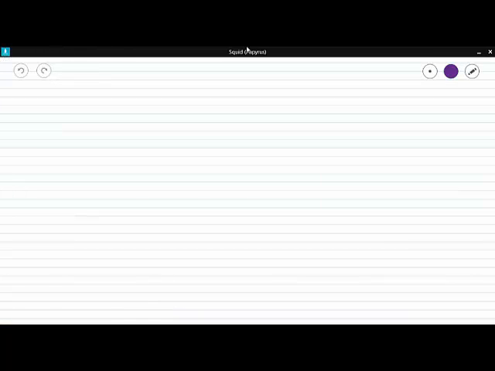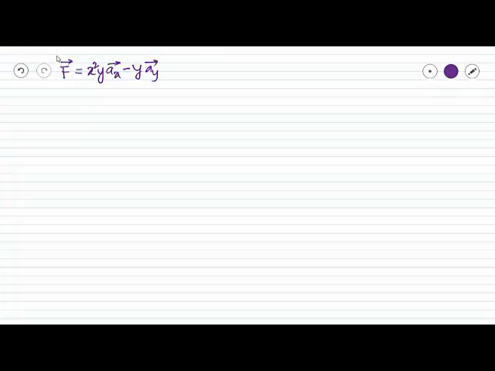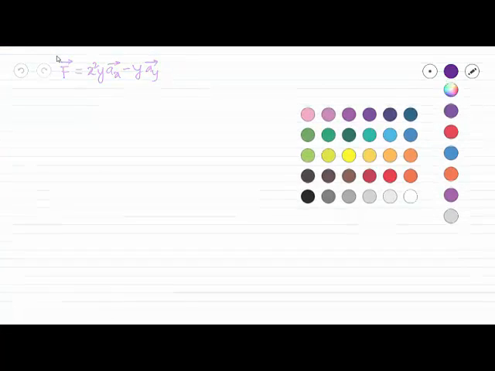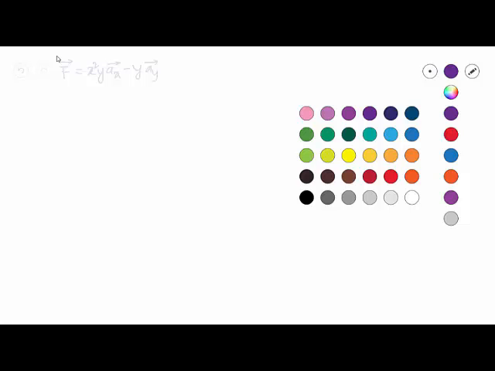Let us write down the given vector. So what is the given vector? F bar is equal to x squared y ax bar minus y ay bar. So this is the vector given. Let us draw the closed path given.